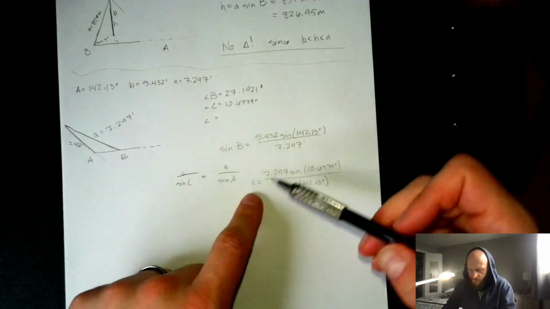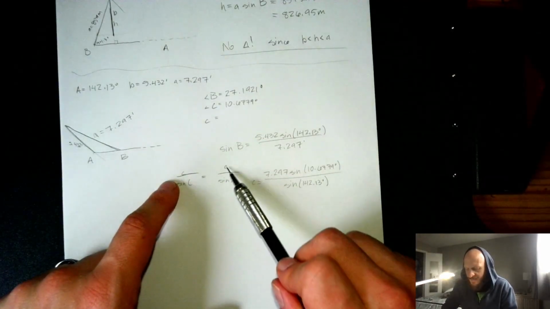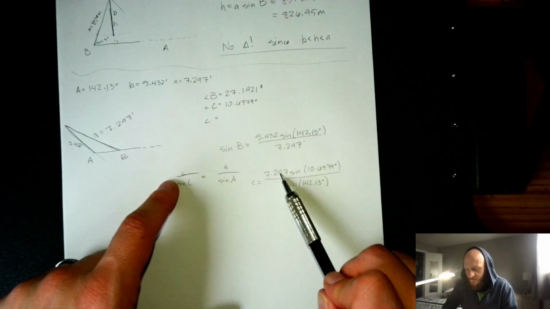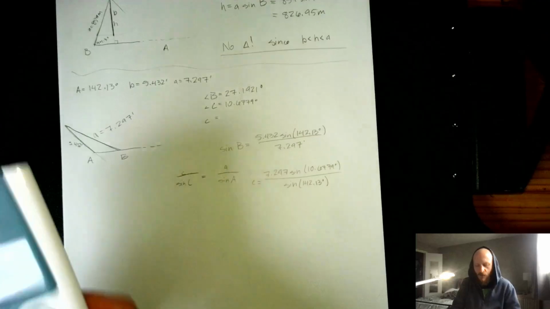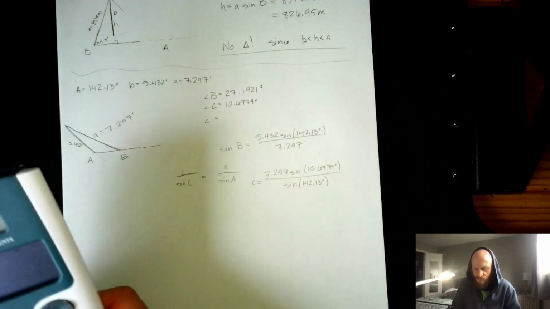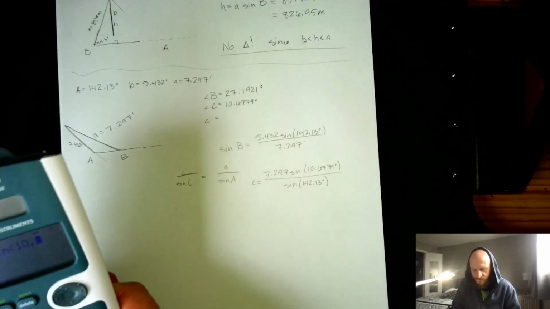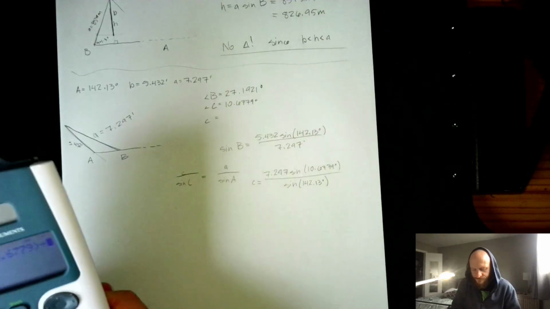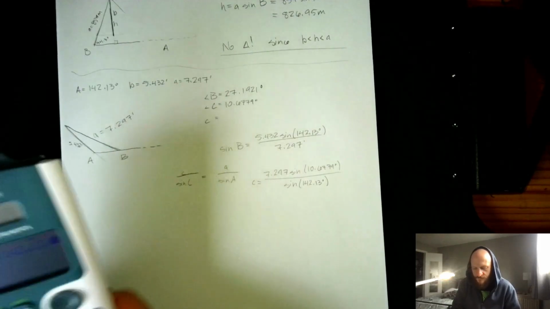All right, did I do this right while I was talking? Let me know. Looks like it. Yeah, because C would be A times the sine of C, divided by the sine of A. Let's check it out. 7.297 times the sine of 10.6779, divided by the sine of 142.13.